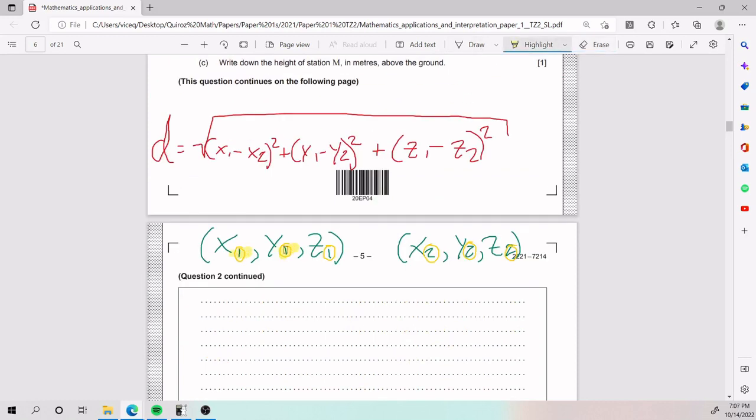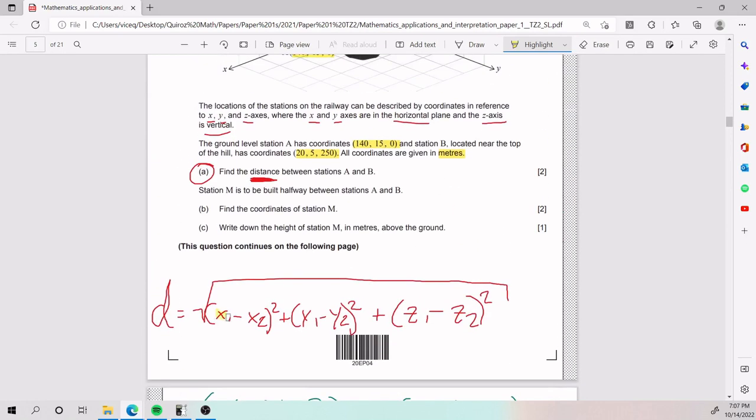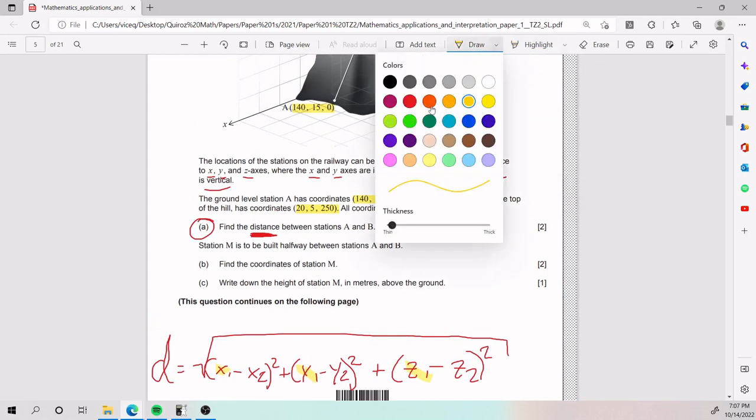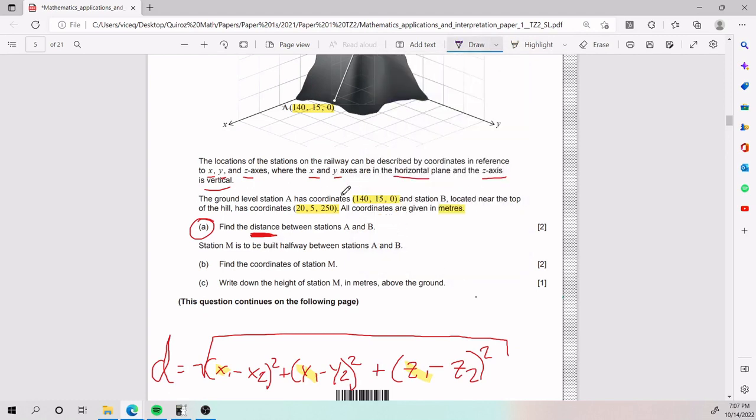See? So this is the key stuff I'm trying to explain, ¿cierto? Ones go with ones, twos go with twos. And so your mission right now is to find x1, y1, and z1 that go together, and an x2, y2, and z2 that go together. So you define which is your first point, and you define which is your second point. Just because I choose to do it this way, I'm going to say that this is my first point, right? And so I will call 140 my x1, 15 my y1, and 0 my z1. Then for the other point, I'm going to call 20 my x2, 5 my y2, and 250 my z2. ¿Cierto?